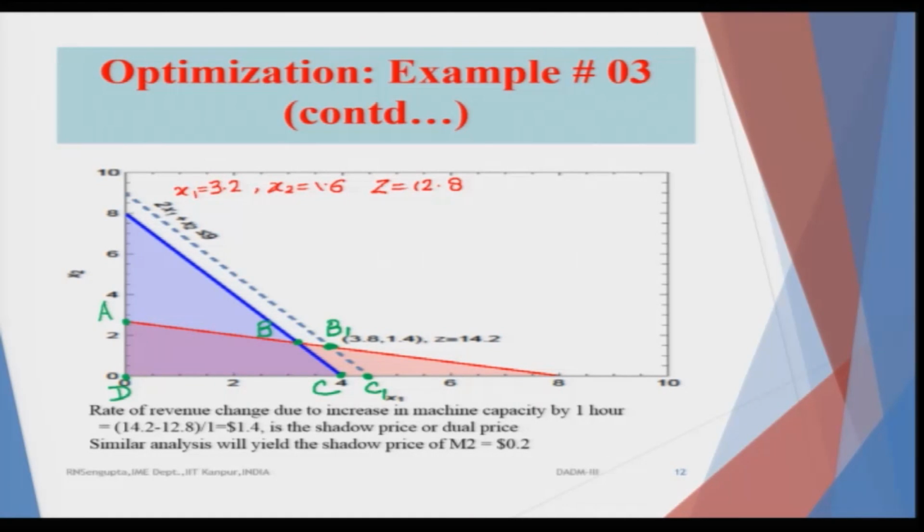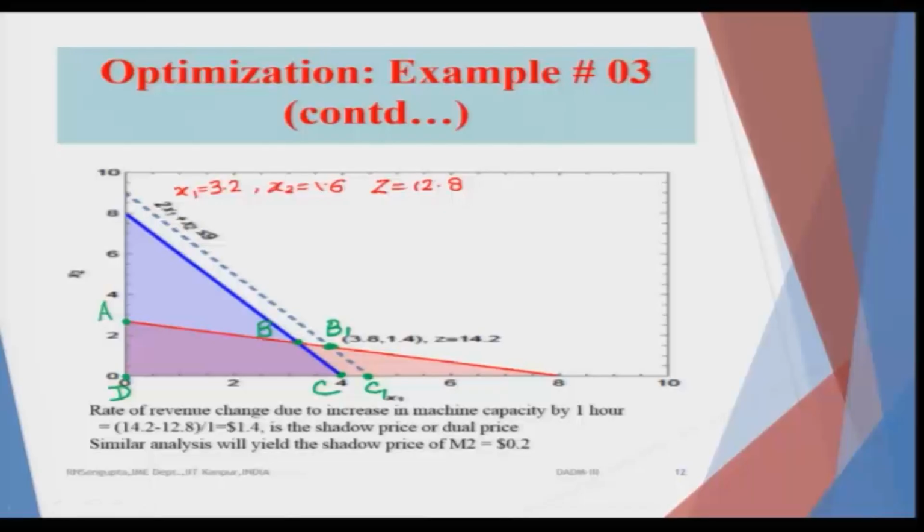Now, in that case the values which I find out are 3.8 and 1.4, and the maximum value of the objective function is 14.2. So, 14.2 minus 12.8, which is for the first one, will give you a change for 1 unit hour, coming out to 1.4. So, this is the shadow price or the dual price for machine 1, such that for a change of 1 hour per unit, this is the extra profit you will be able to get.